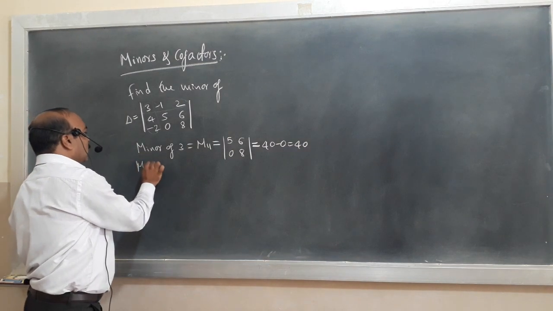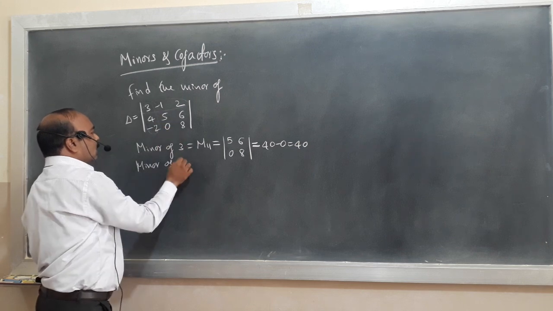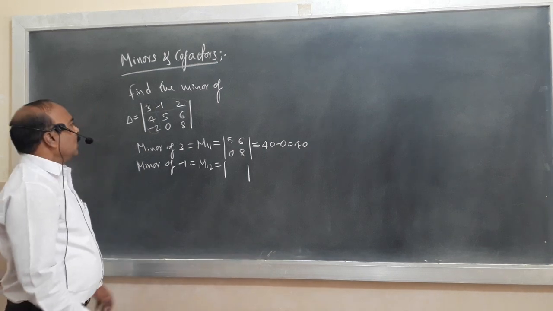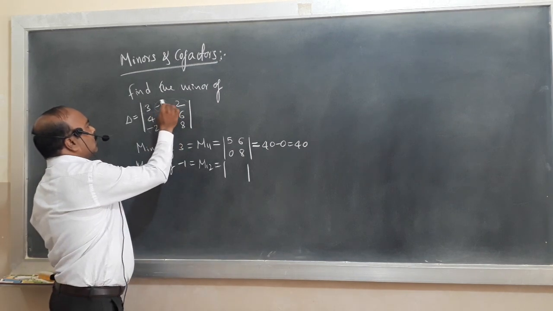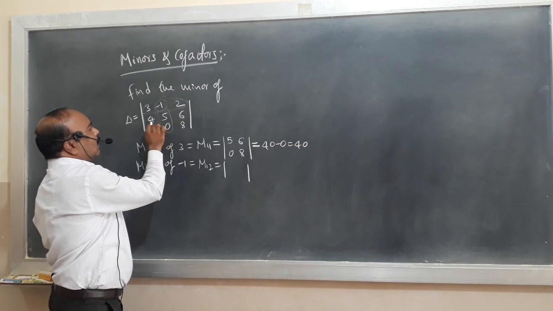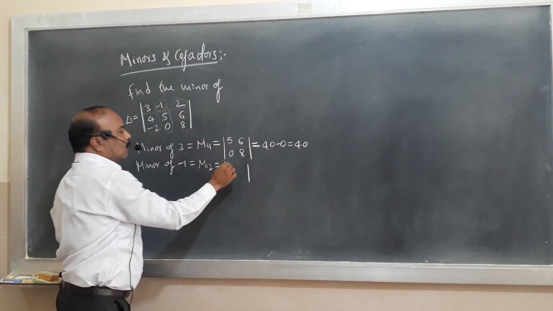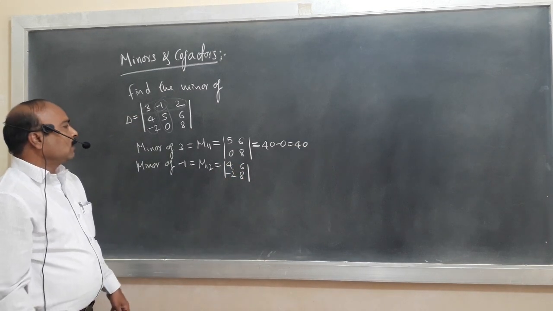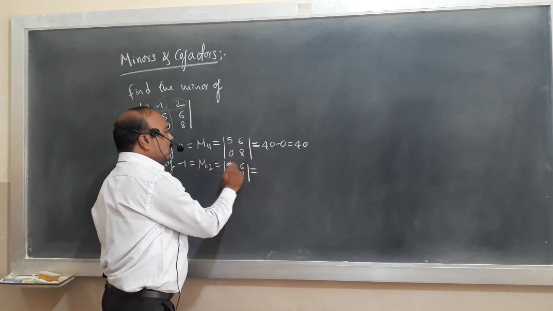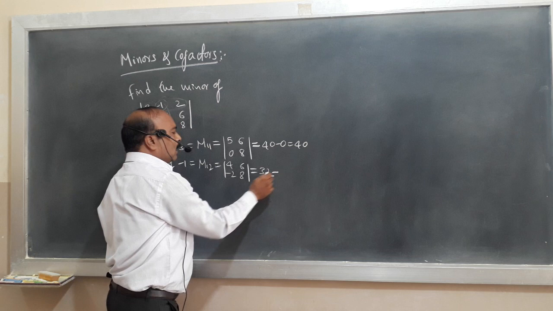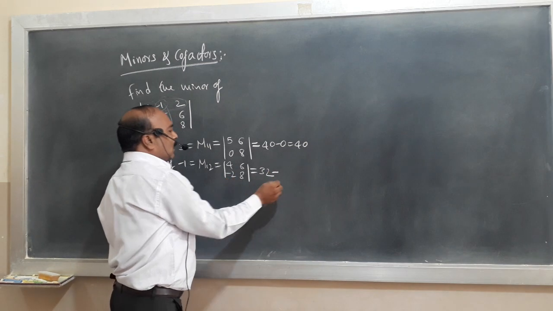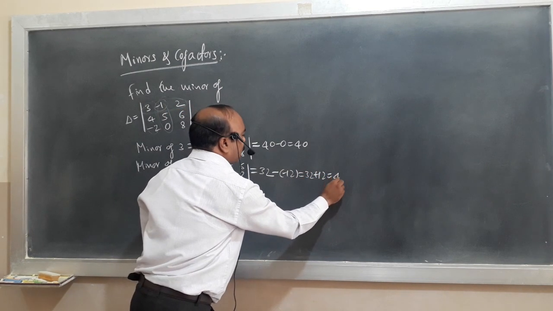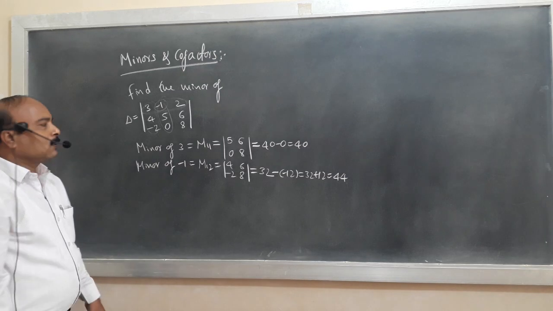Next we write the minor of minus 1. It is given by M12. For M12, we delete this column and this row. We get 4, 6, minus 2, 8. Now, according to second order expansion, it is 4 into 8, 32, minus 2 into 6, minus 12. So it is 32 plus 12, it is 44. It is the minor of the second element.